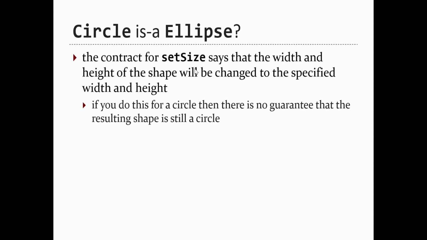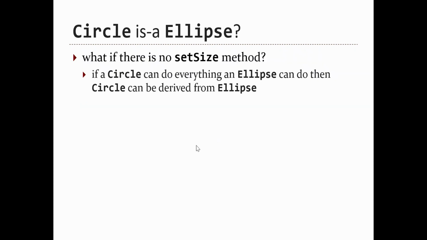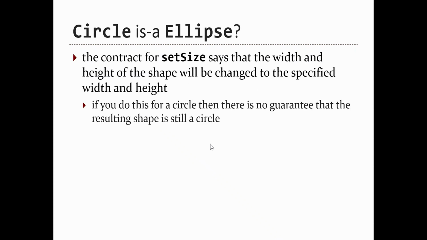All right, so what happens if you do this with a circle? Well, that doesn't make sense. If I do this with a circle, there's no guarantee that the resulting shape is still a circle. If you change the width and height of a circle independently, it's not a circle anymore, which is a problem. So circle can't do everything that ellipse can do in this example, which means you cannot safely subclass ellipse to create a circle.